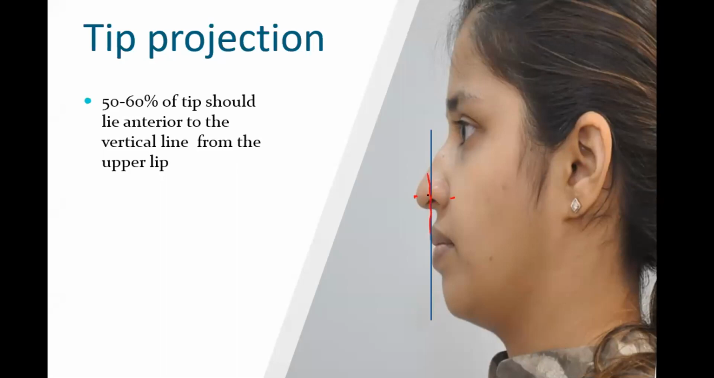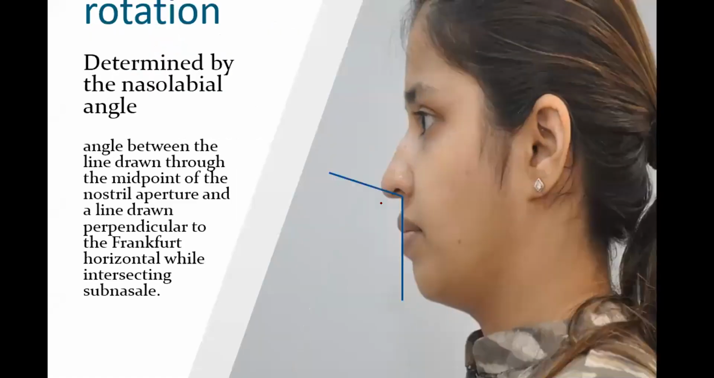So then you should have 50 to 60% of the nose in front of this line. That's a good way to remember the tip projection. As you can see, it's not well projected. Now, what is tip rotation?